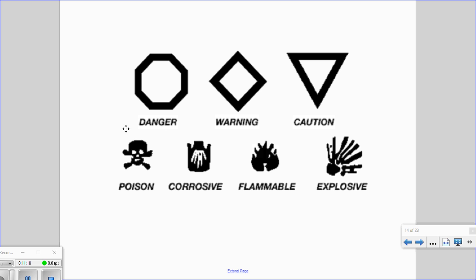And then the shape of the symbol around it designates different degrees of danger. So the octagon indicates an item that is dangerous. A diamond indicates warning, and then the triangle indicates caution. So that is the least dangerous to most dangerous in terms of symbols.